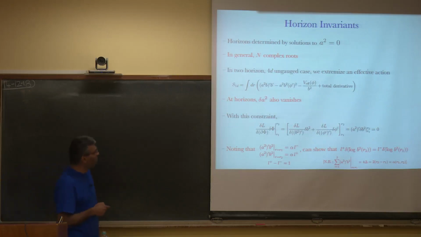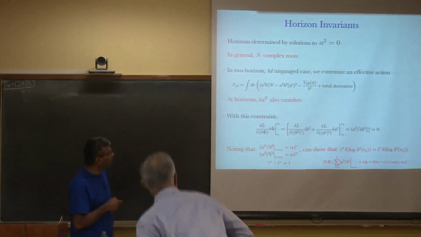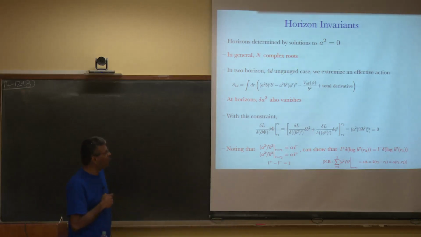So what are these horizon invariants and how do we derive them? The horizons are determined by a squared equals 0. And in general, there are n complex roots. In the 2 horizon case, I'll go over what happens, and then I'll generalize the story to the multiple horizon case. So in the 2 horizon case, we have this effective potential, which we were told to extremize. And we know at the horizons, a squared vanishes, and also delta a squared vanishes. So with this constraint, we can write down this relation.